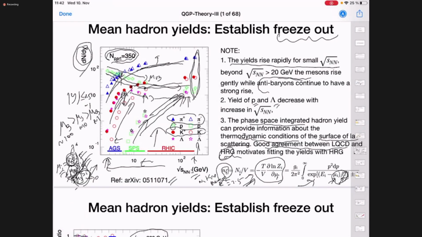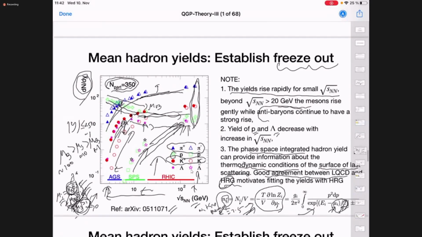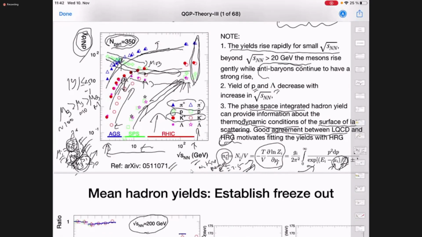Okay. Any more questions do we have? Sir, my question is how we extract this dV by dy, from which experimental observables we can obtain this dV by dy. So this dN by dy, these yields. How is it related to dN by dy?